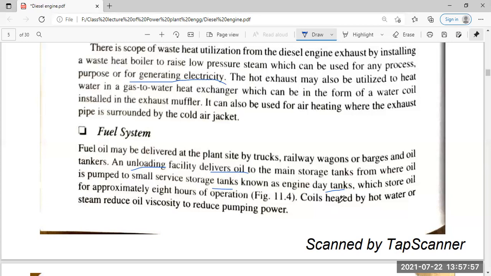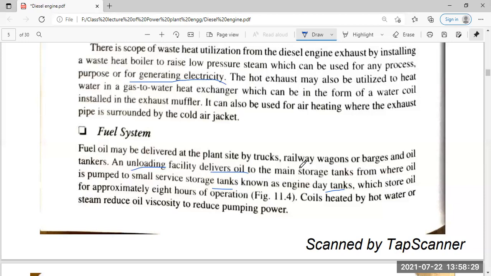The coil is heated by hot water or steam to reduce oil viscosity and reduce pumping power itself. First of all, we have to bring the oil to the pumping station, to the power plant, by means of truck, wagon, or barges, and unload it to the main storage tanks, from which oil is pumped to the small surface storage tanks known as engine day tanks, which store oil for approximately 8 hours of operation.